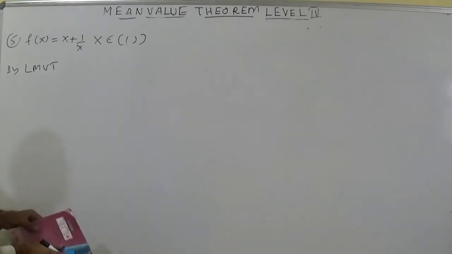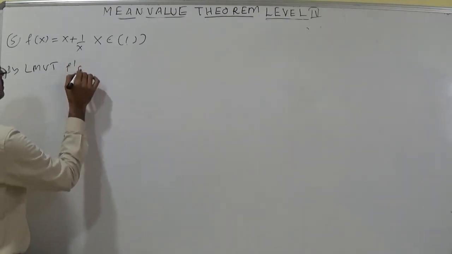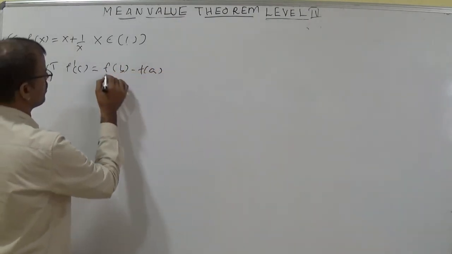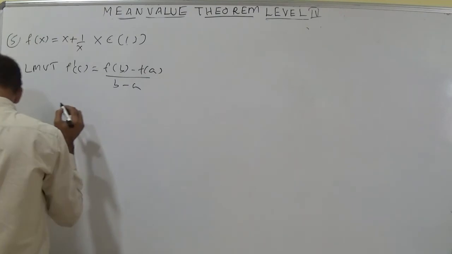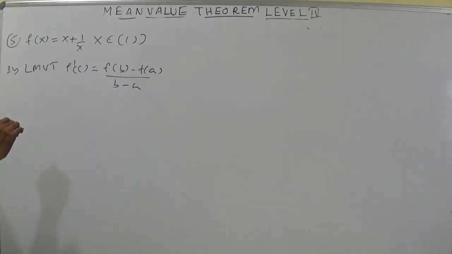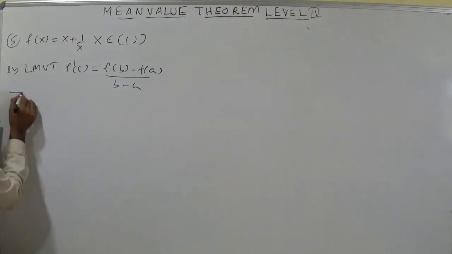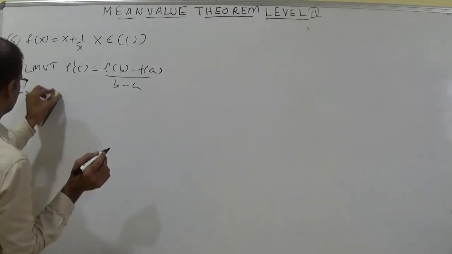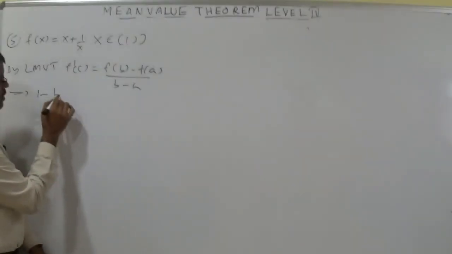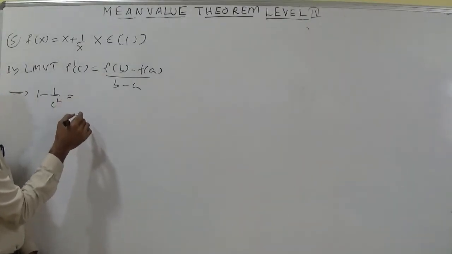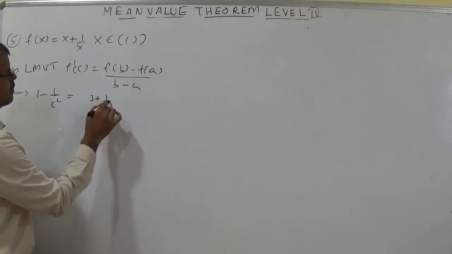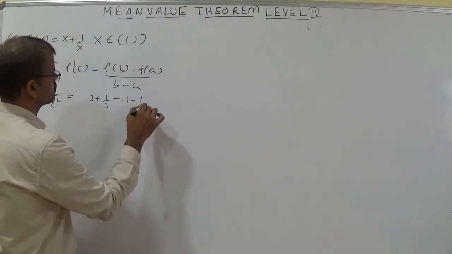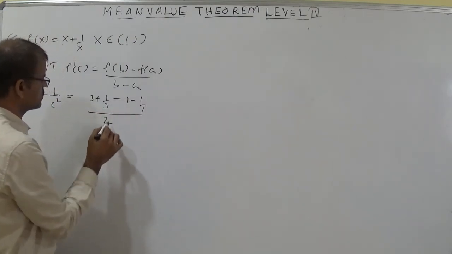By Lagrange's mean value theorem, f dash c is equal to f of b minus f of a whole by b minus a. Here you can write the derivative of f of x is 1 minus 1 by c square. So 1 minus 1 by c square is equal to, I am writing here f of b minus f of a, 3 plus 1 by 3 minus 1 plus 1 by 1, whole by 3 minus 1, which is 2.